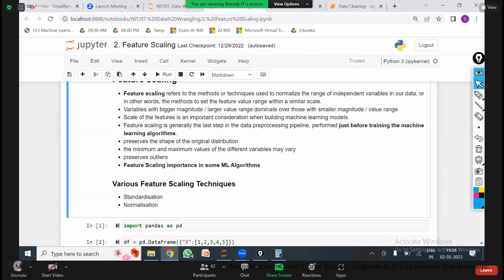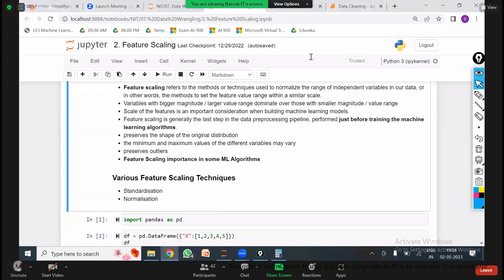In scaling, we have two types. One is called standardization and the second one is called normalization. So what is the math behind standardization? What is behind normalization?